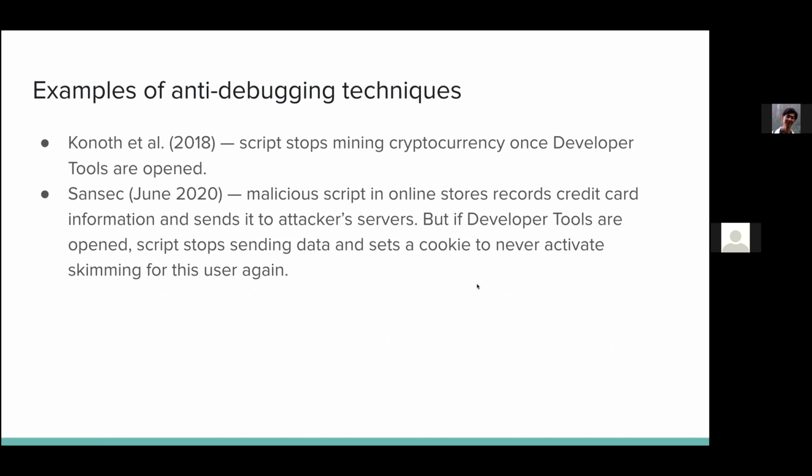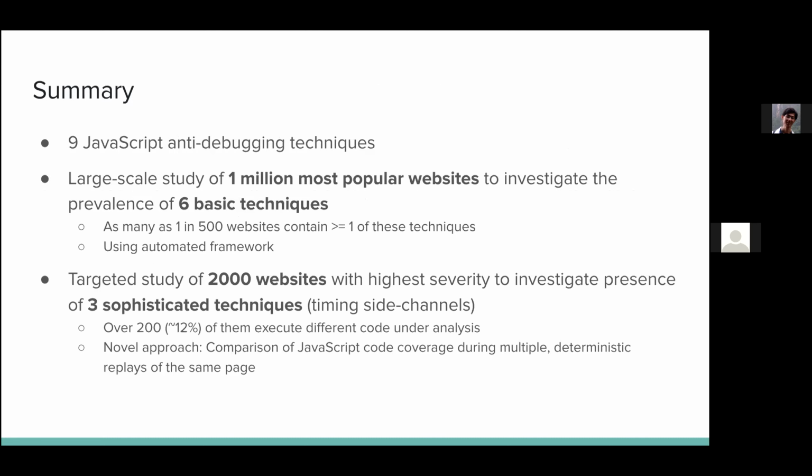Similarly, a malicious script in online stores records credit card information and then sends it to the attacker. But if somebody opens developer tools, which means they're trying to analyze the website, the script will stop sending data and will never activate again, which is a problem if I'm a researcher. This sounds interesting, but how can the JavaScript code detect this event? Yes, how it detects this is the area of research for this particular paper.